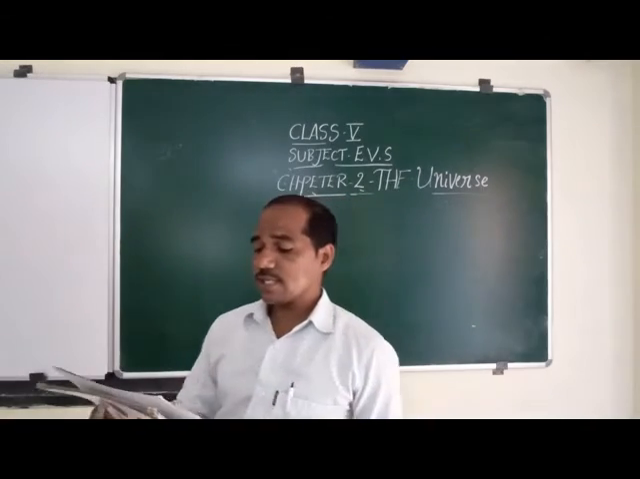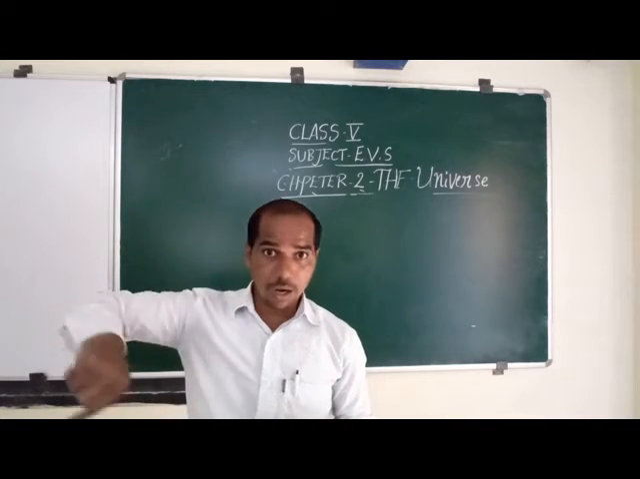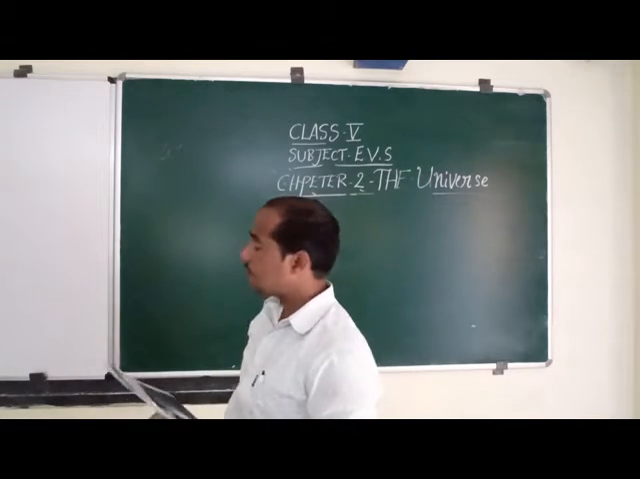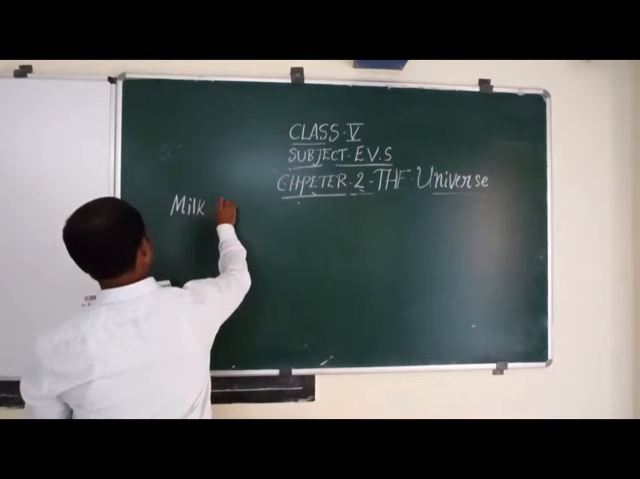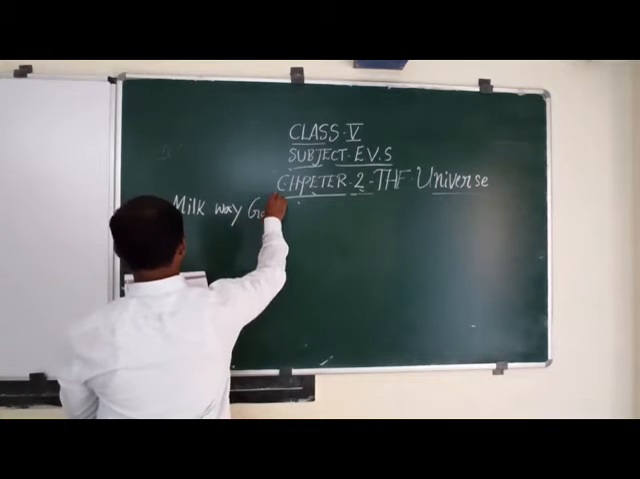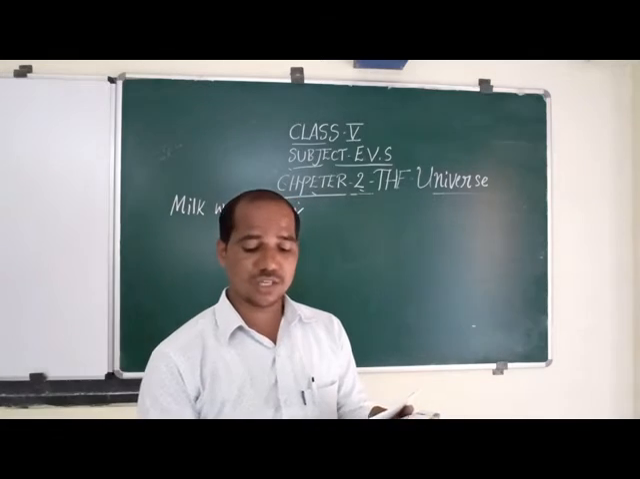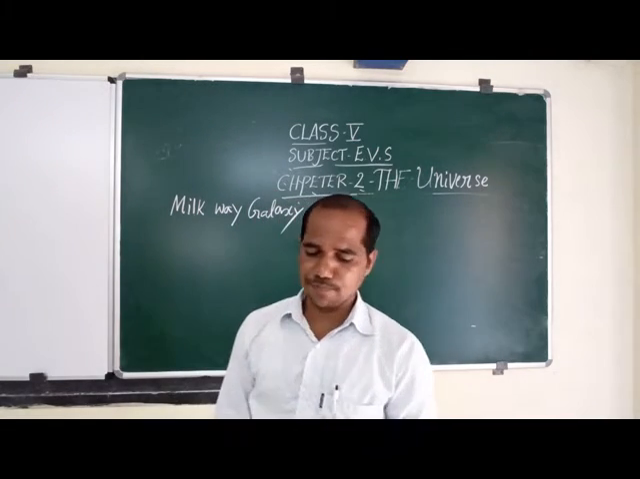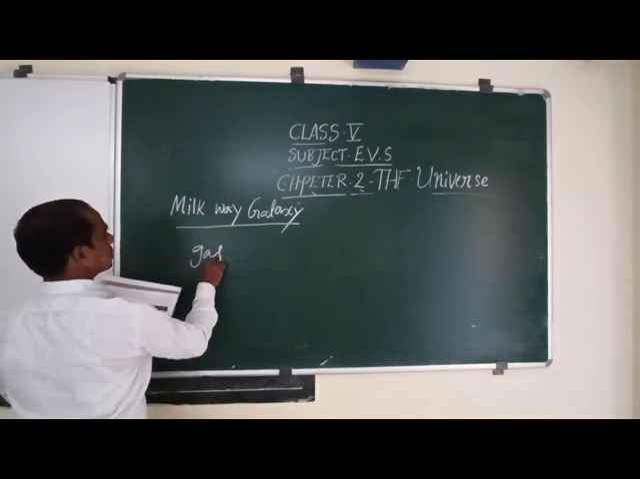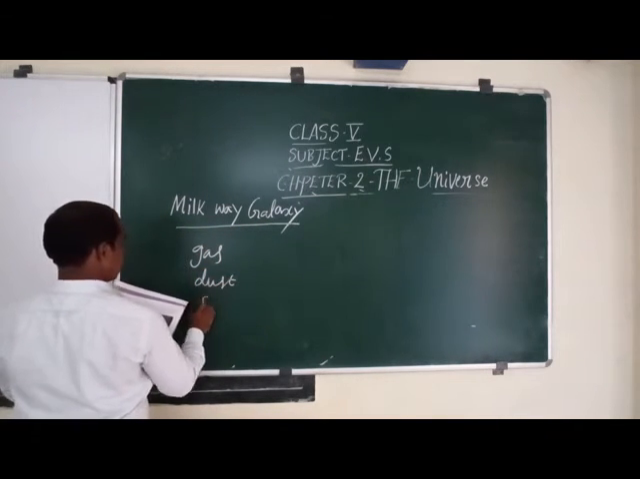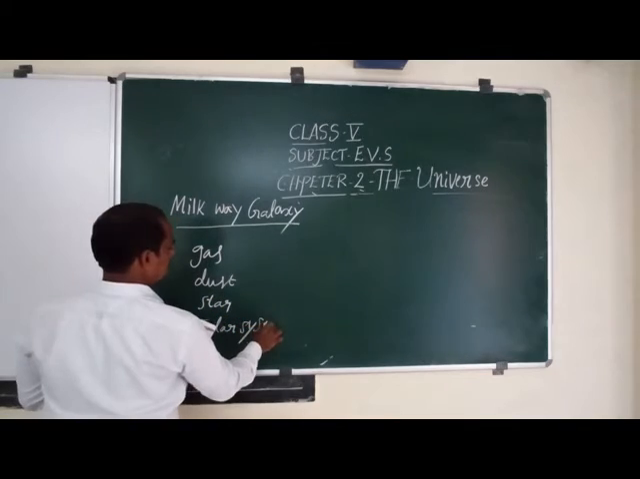Okay, our solar system is a small part of the Milky Way galaxy. It is a part of the galaxy. Okay, a galaxy is a huge collection of gas, dust, and crores of stars. The Milky Way galaxy is a collection of gas, dust, and stars. Solar system.